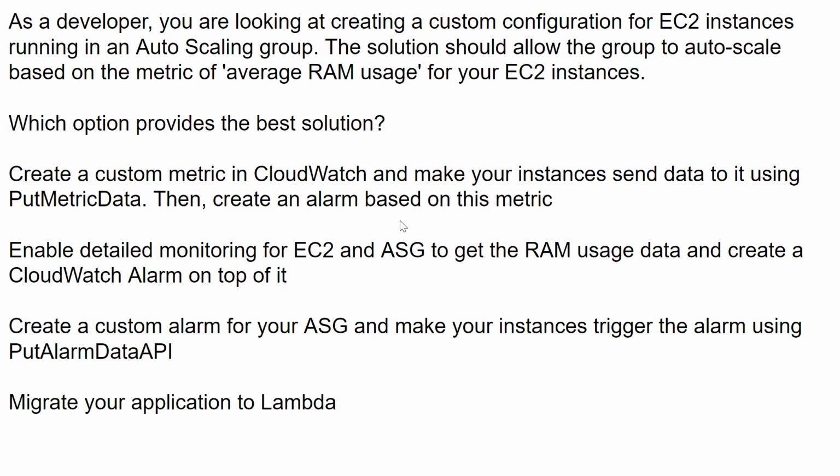Create a custom metric in CloudWatch and make your instances send data to it using put metric data. Then create an alarm based on this metric. Enable detailed monitoring for EC2 and ASG to get the RAM usage data and create a CloudWatch alarm on top of it. Create a custom alarm for your ASG and make your instances trigger the alarm using put alarm data API. Migrate your application to Lambda.